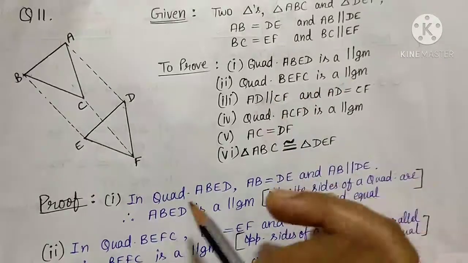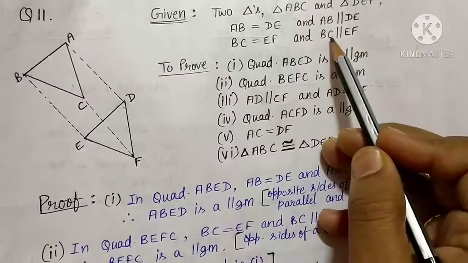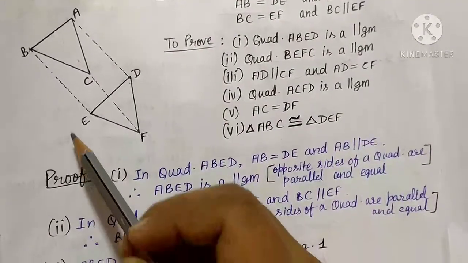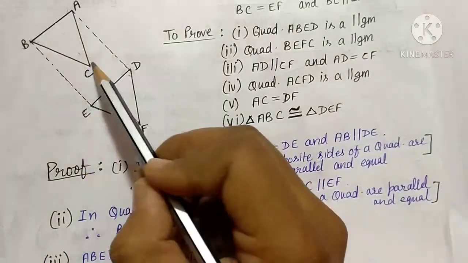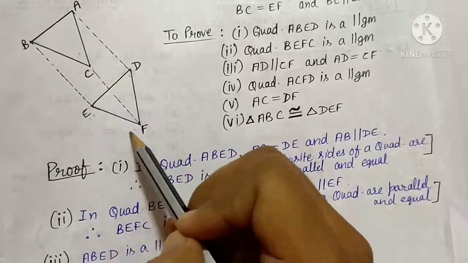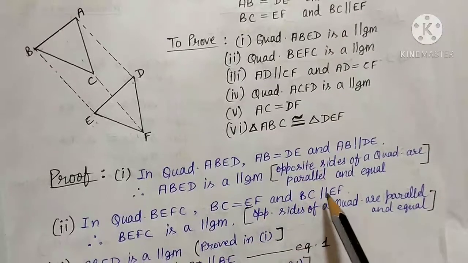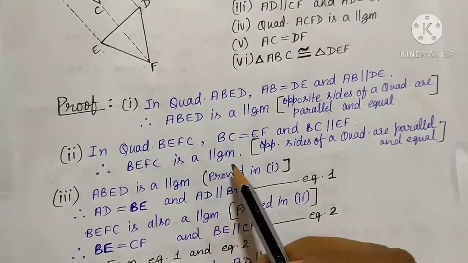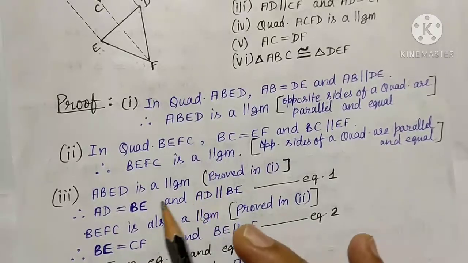Now if ABED is a parallelogram, we can move to the second part, quadrilateral BEFC. The same thing we can apply here, as it is already given that BC is equal to EF and BC is parallel to EF. So as you can see here, in BEFC, BC is equal to EF and BC is parallel to EF, already given. So in this way we can say that yes, BEFC is also a parallelogram. Opposite sides of the quadrilateral are parallel and equal. So our second part is also done.